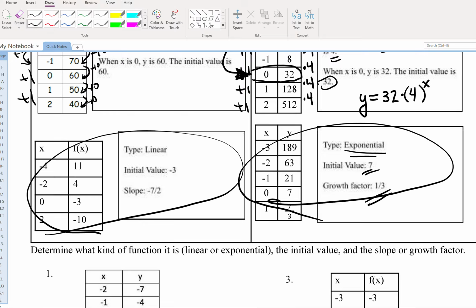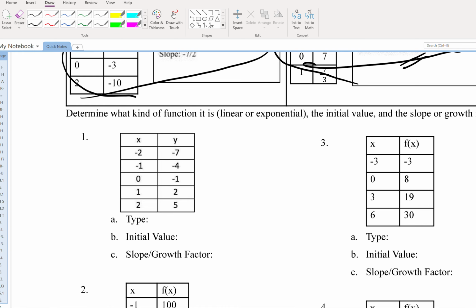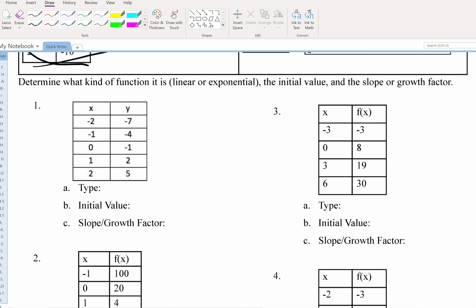How does that look? Remember, if the growth factor is a fraction, like 1/3, that's times 1/3, which means that each one is being divided by 3. These are the same. Multiplying by 1/3 and dividing by 3, same thing. Remember that dividing by a number is the same as multiplying by its reciprocal, and vice versa. Okay, so determine what kind of function it is, linear or exponential.